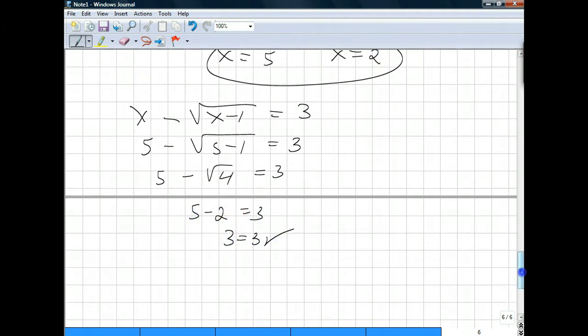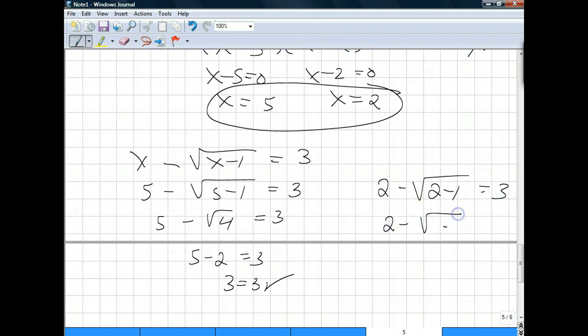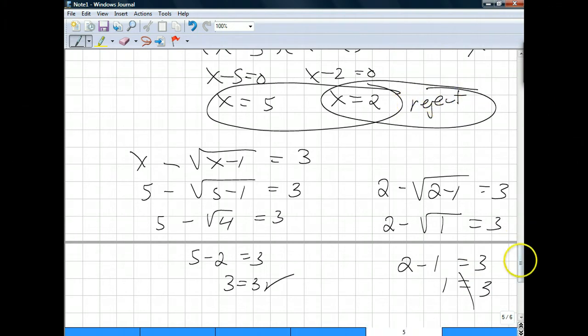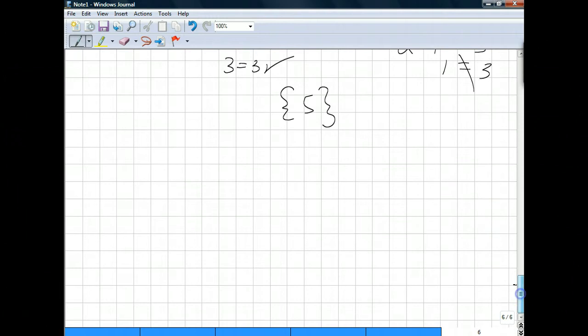So 5 checks. So now I go back and do the same thing with the 2. So is 2 minus the square root of 2 minus 1 equal to 3? So 2 minus the square root of 1 equals 3. 2 minus 1 equals 3. 1 equals 3. Not true. So I reject the 2. And so my only solution is 5. All right, next example.